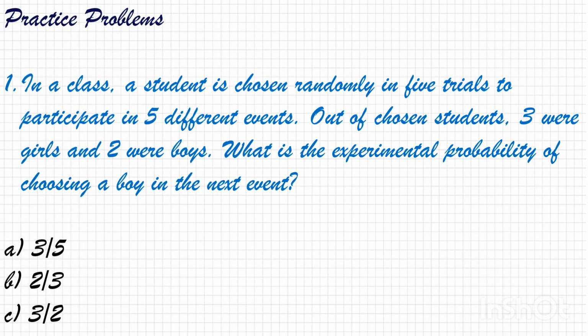Practice problems. In a class, a student is chosen randomly in 5 drills to participate in 5 different events. Out of chosen students, 3 were girls and 2 were boys. What is the experimental probability of choosing a boy in the next event? You have to try and do this on your own. A. 3 by 5. B. 2 by 3. C. 3 by 2.